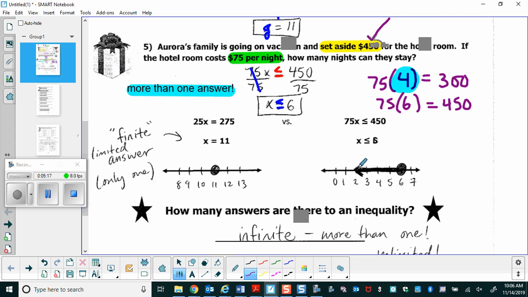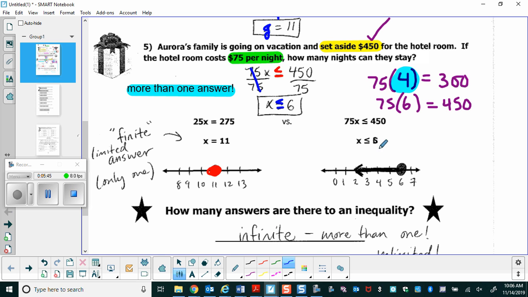So here's kind of the main difference between the two scenarios. This was question 4, where it was $25 per gift card, and they spent $275, and we got here that they purchased 11 gift cards. So there was one finite answer, only one. We have a limited finite answer, and if we were to graph that, we would say, okay, there's the 11 gift cards that they purchased.